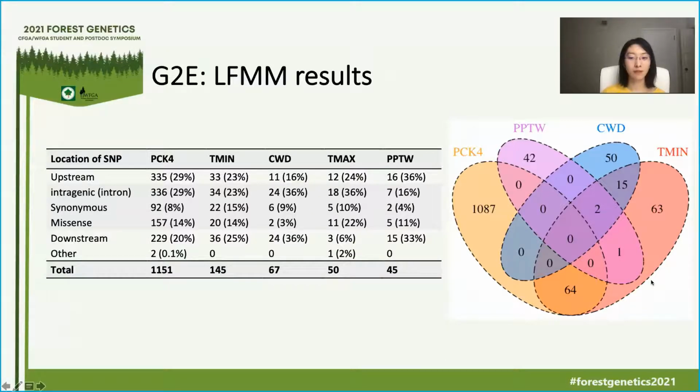The figure on the right side shows overlapping SNPs among these climatic variables, while TMAX, the maximum temperature of summer, has no overlapping SNP with other variables. The number of SNPs associated with more than one climatic variable was low, with the highest degree of overlap between PCK4 and TMIN, 64 SNPs, and between CWD and TMIN, 17 SNPs.